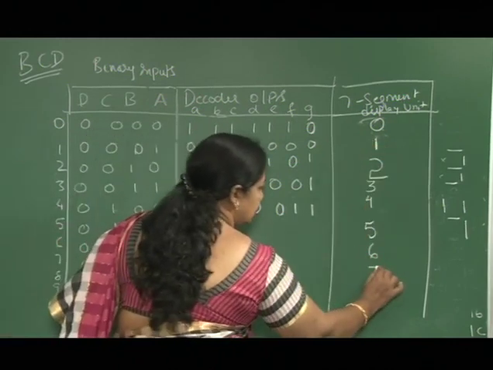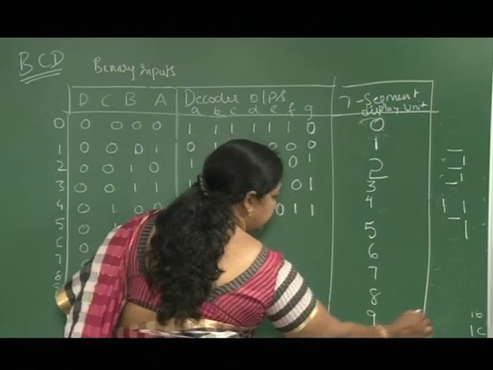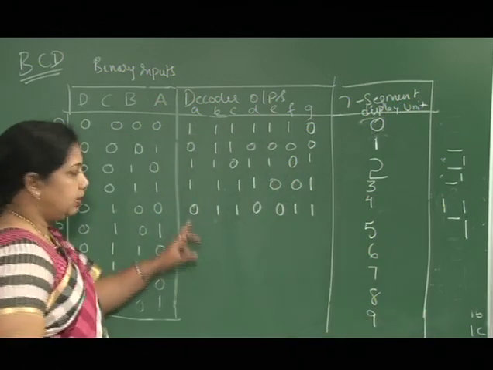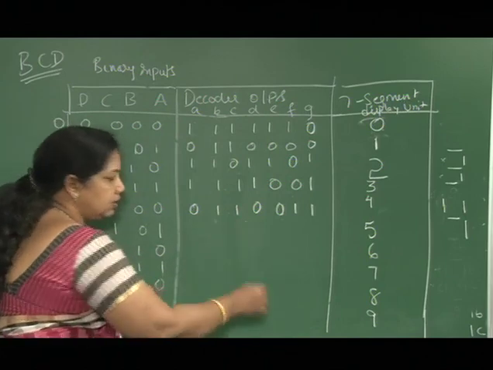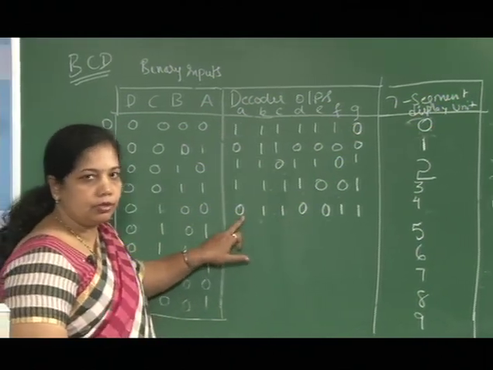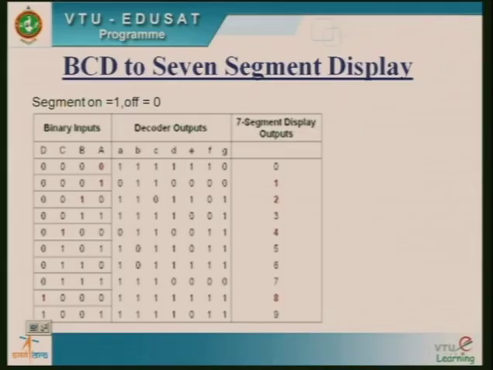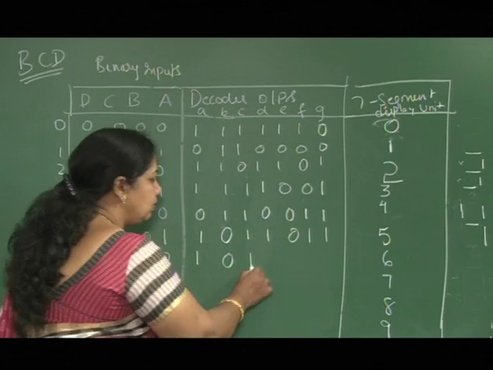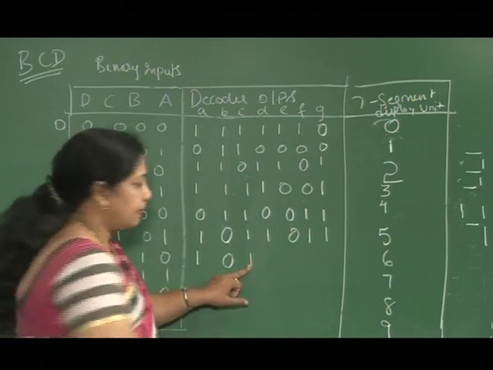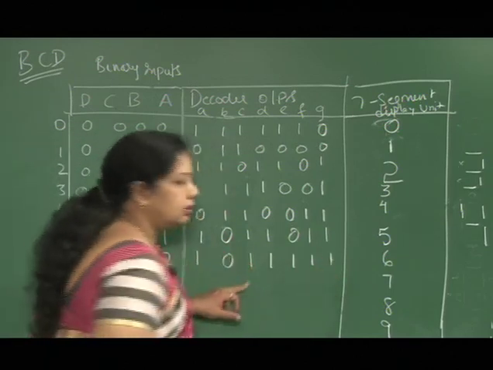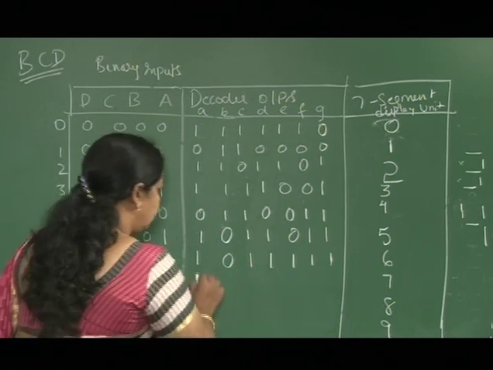This is 6, 7, 8, 9. So let us fill this truth table now. This is for 4, this is for 5. So for 5 it is 1, 0, 1, 1, 0, 1, 1. And for 6 it is 1, 0, 1, 1, 1, 1, 1. So for 7 it is 1, 1, 1, and the rest are 0.